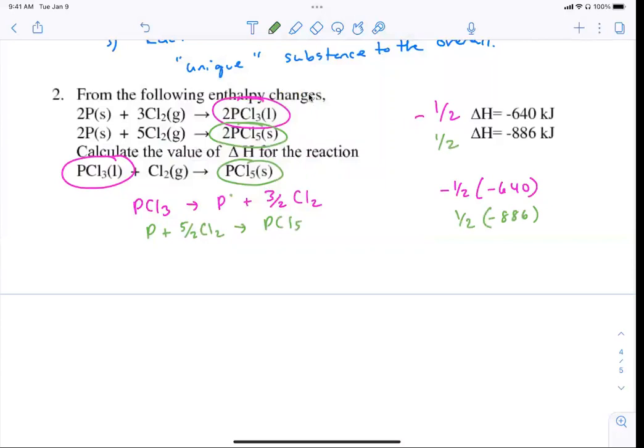Because look, P's cancel. 3/2 Cl2 and 5/2 Cl2 makes 1 Cl2. And that's the overall reaction here. So it'll all work out. You don't need to really check your answer that much here. And then you just add all the values that you calculated up. And that's your overall answer. So it's positive 320, and then negative 443, excuse me. So that's what, negative 123 kilojoules.